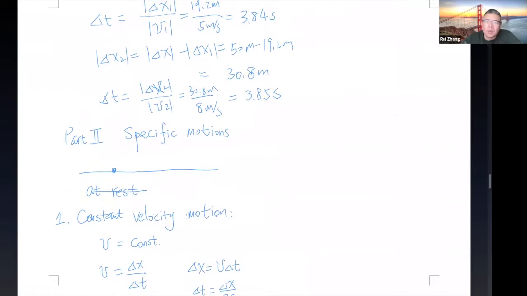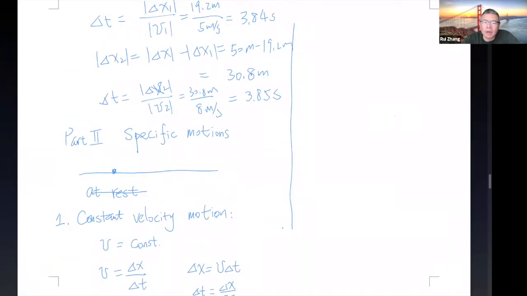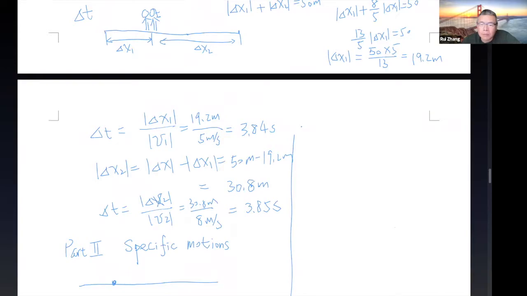So what is the next simple motion that you have? What do you guys think? After constant velocity motion, what is the second simple 1D motion we can talk about? I guess this kind of question maybe is a little challenging to you guys, but okay.